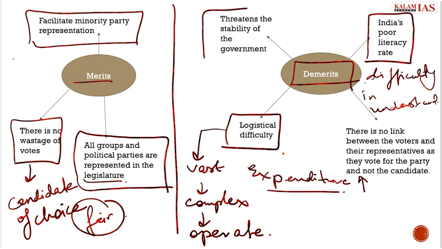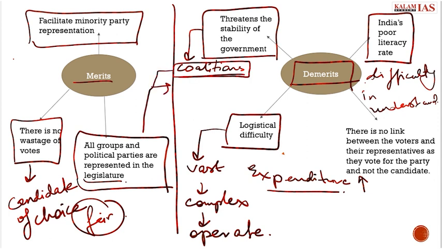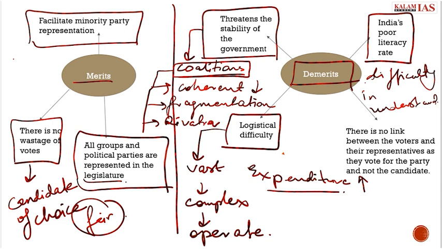Then it threatens the stability of the government. We have seen that it leads to coalitions. When no single party gets a majority, they are forced to form alliances with other parties. So this leads to inability to form coherent policies. Then it can lead to fragmentation of the party, it can lead to rivalry, and obviously it can lead to instability.